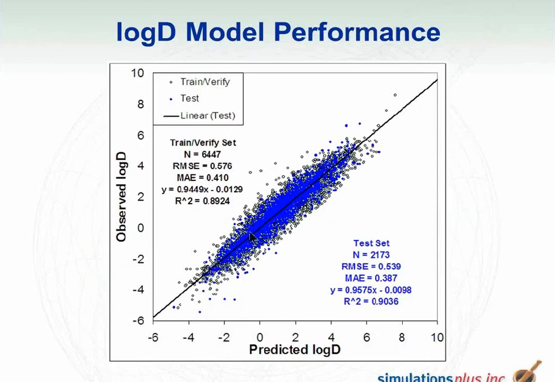This next slide shows the observed versus predicted log D. Again, we have a very large training set and test set, 6,500 compounds in the training set and about 2,200 in the test set. And the RMSE for this is slightly higher than the log P model, about 0.56 for the training set and 0.539 for the test set.